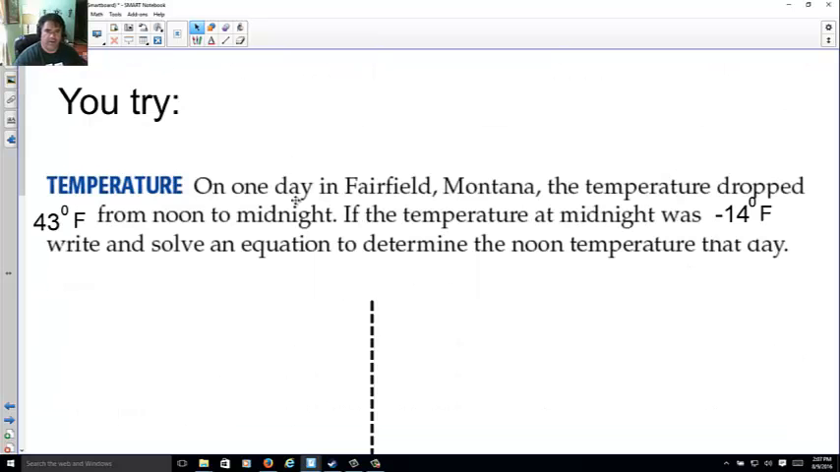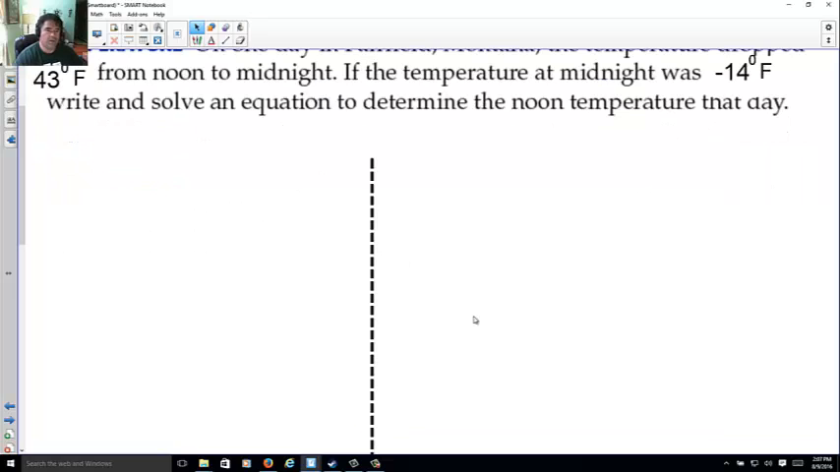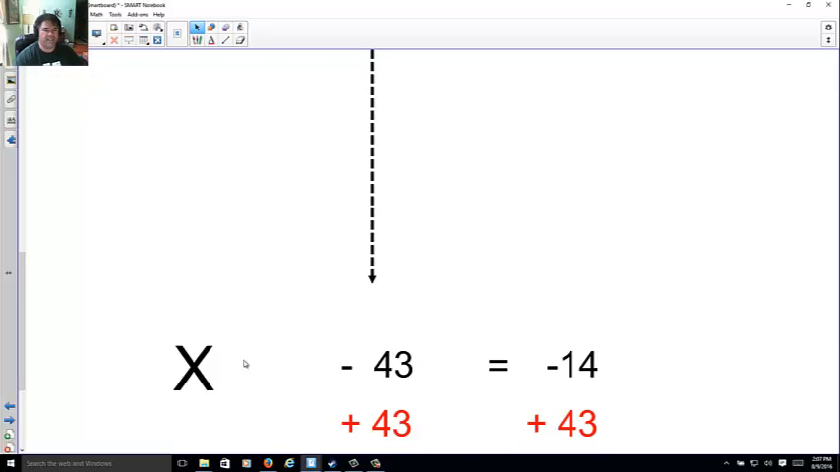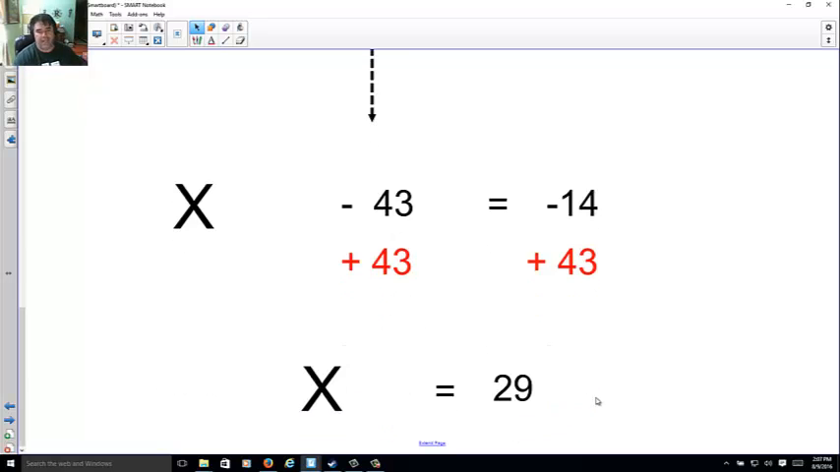Now you try. Go ahead. Same thing. Fairfield, Montana, we're going to say it dropped 43 degrees, and it became negative 14. Please try to find what the temperature used to be. Go ahead. Well, if we set it up, we have x minus 43 equals negative 14. Add 43 to both sides, and you get 29.